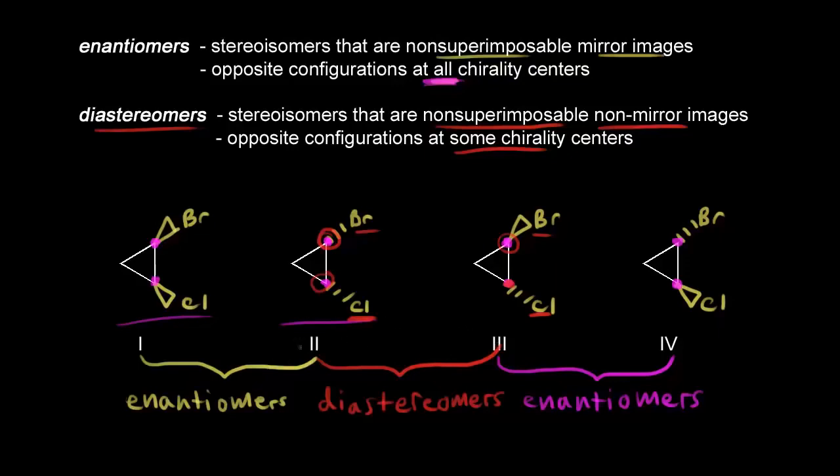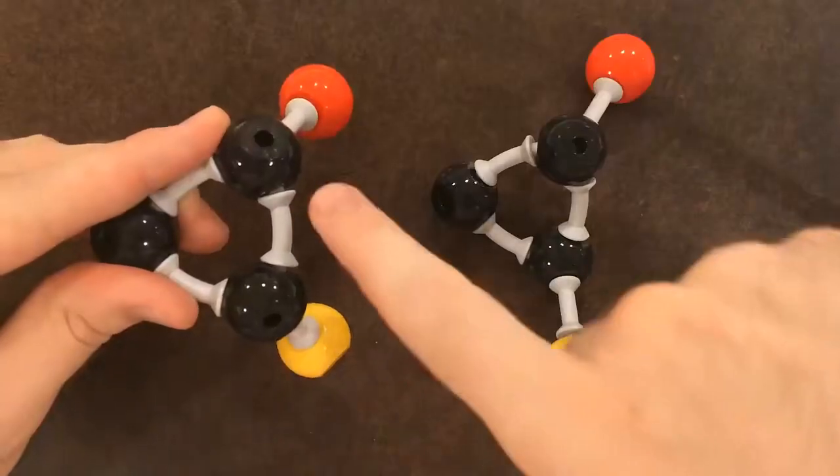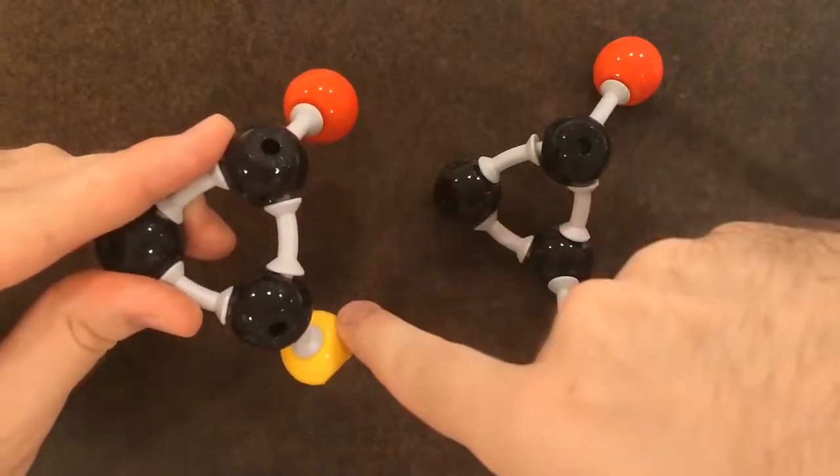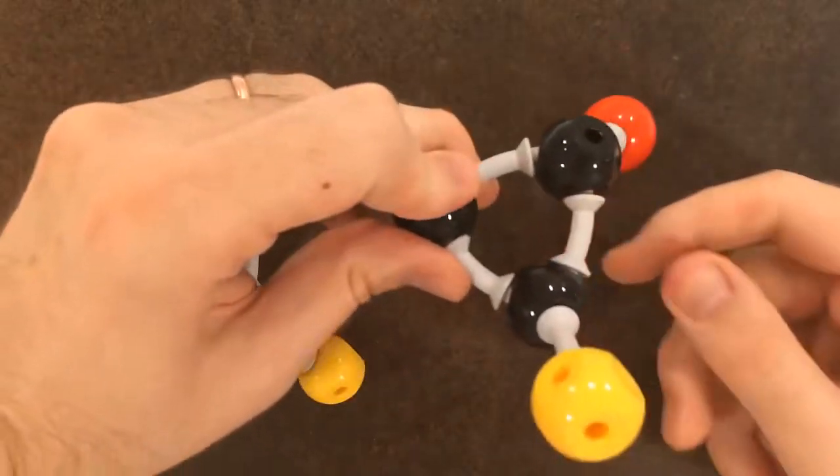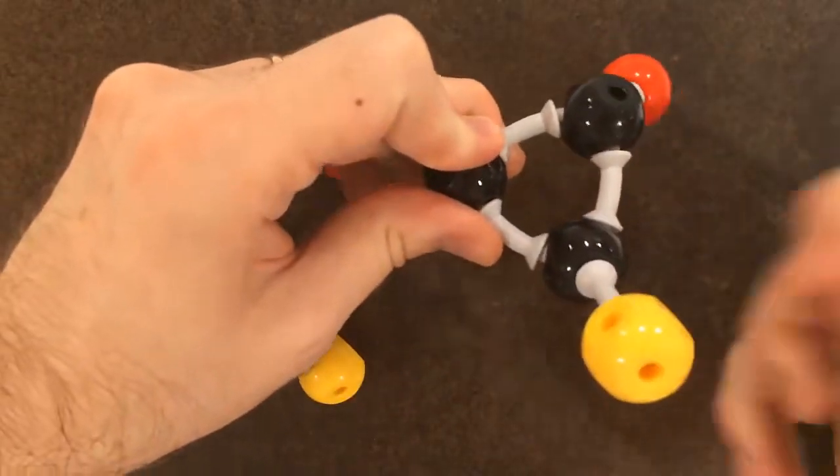What about comparing stereoisomer 2 with stereoisomer 4? So let's look at the video for that. On the left is stereoisomer 2 with the bromine and chlorine going away from us. On the right is 4 with bromine down and chlorine up.